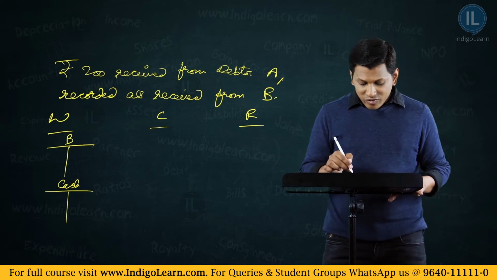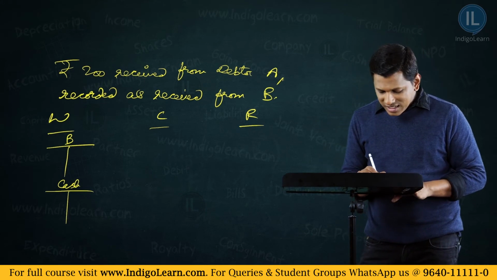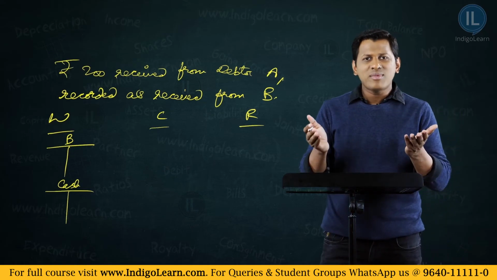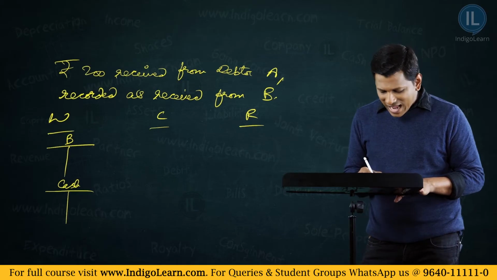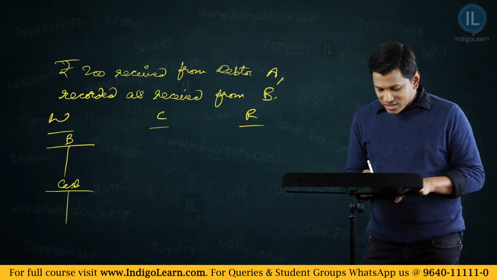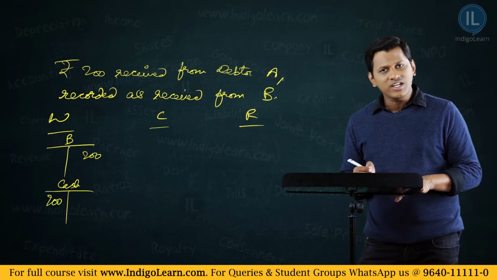What is the wrong entry? We wrote as if we received from B. When you receive money from that person, who is a debtor, the debtor balance will come down because money is received. So you actually wrote as if B gave money. So 200, and here also 200. You received money, right? 200.